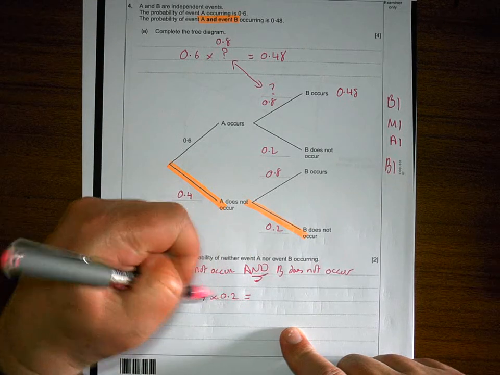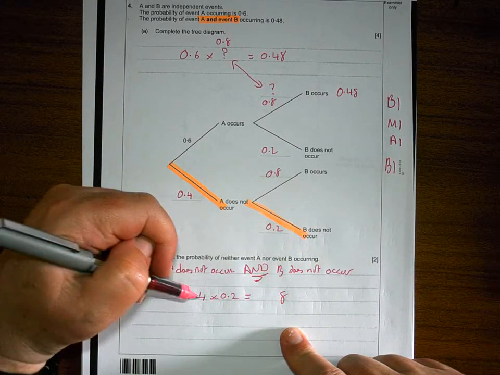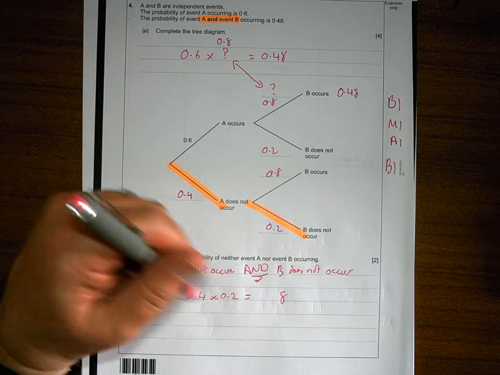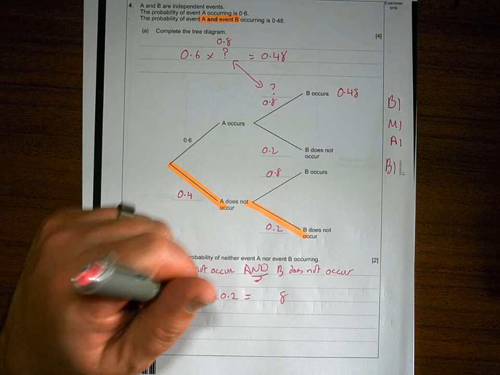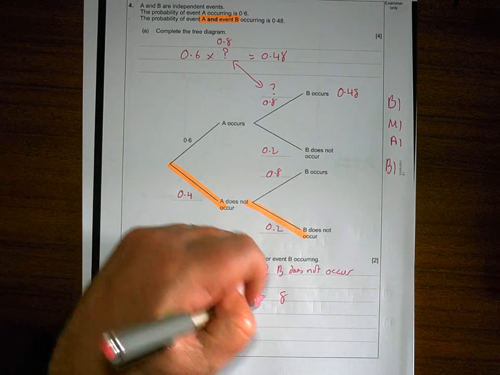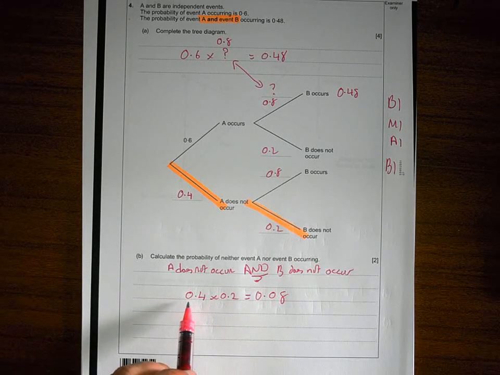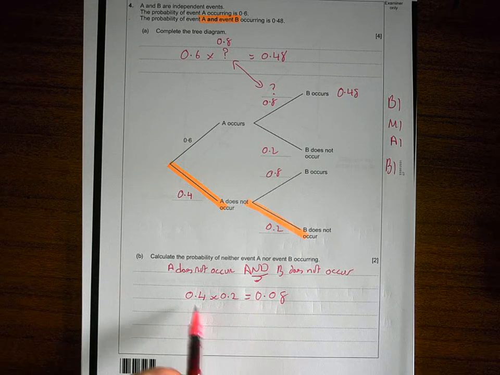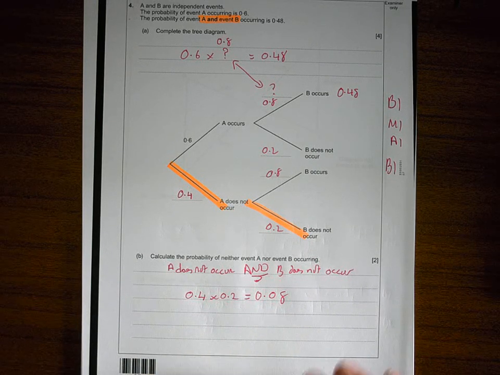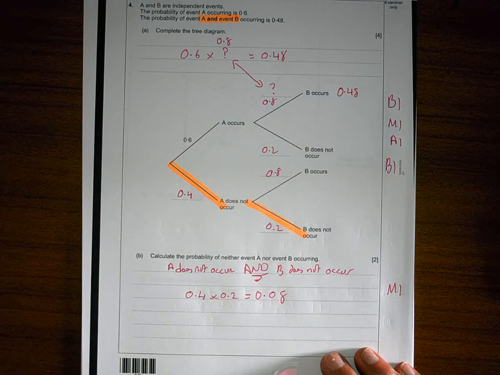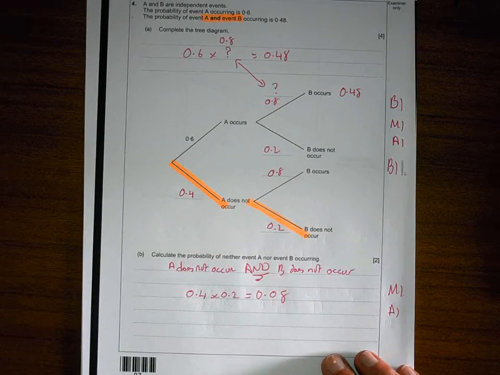4 times 2 is 8, and there are 2 digits after the decimal points in the numbers you start with. So that means there'll be 2 digits after the decimal point in the final answer. So it's not 0.8, because 0.8 would be double that. It would be 0.4 times 2. So 0.4 times 0.2 is 0.08. M1 if I see 0.4 times 0.2, A1 if you've correctly multiplied.